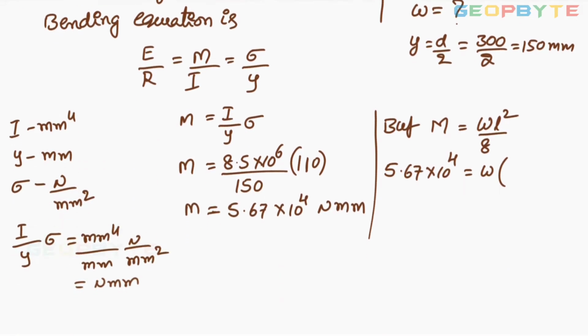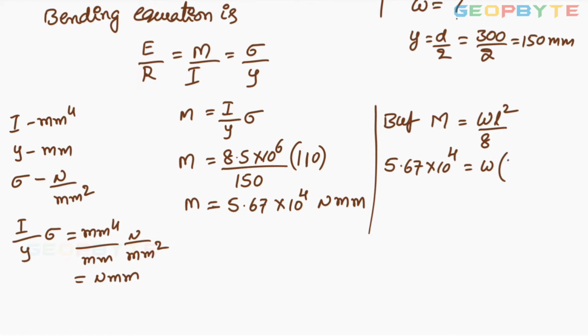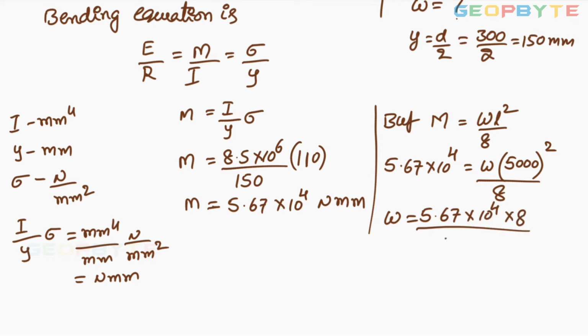5000 mm. Let us put that value. 5000 square by 8. From this, UDL equals 5.67 into 10 raised to 4 into 8 divided by 5000 square. Simplify this value for getting the W. Let me simplify it. Dear friends, this M value is not correct.